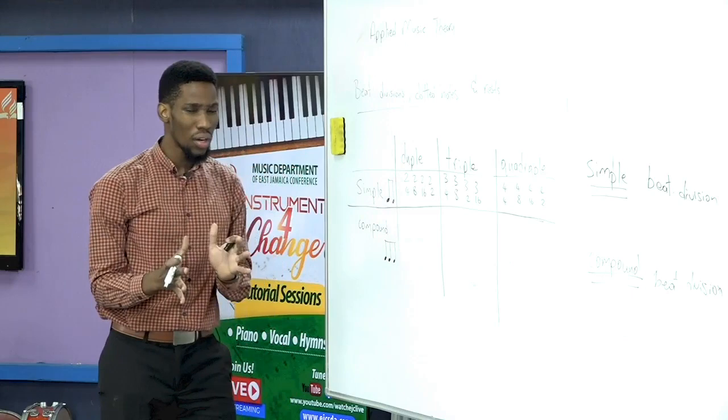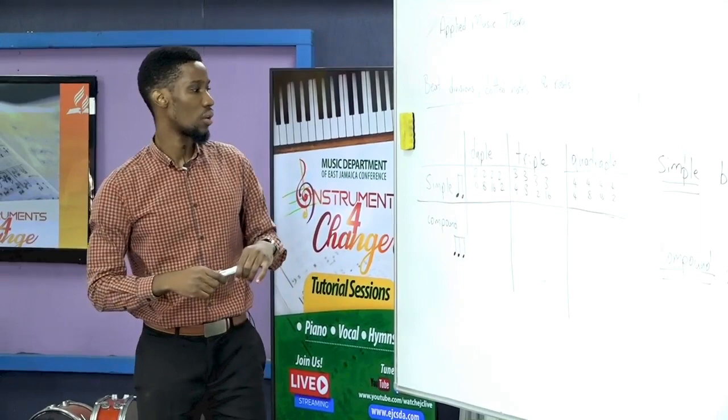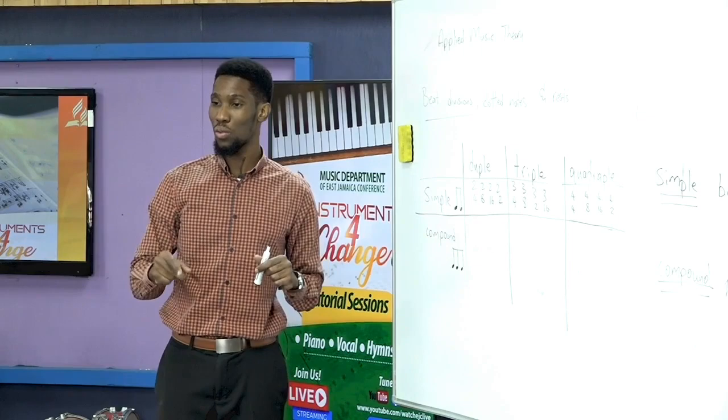Now let us count how a simple meter works. Let us do an exercise, and this will show you how a simple meter would sound. We're going to do a simple duple meter first. Simple duple, you'd go 1 and 2 and 1 and 2 and. So the beat is divided in 2.